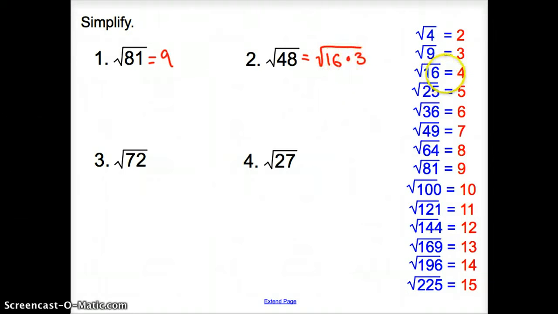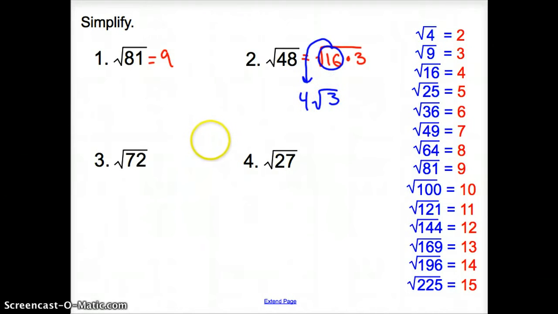Well, what is the square root of 16? The square root of 16 is 4. So now 16 will come out of the square root and be 4. What's left inside the square root? Just a 3. So your simplified answer would be 4 square root 3.